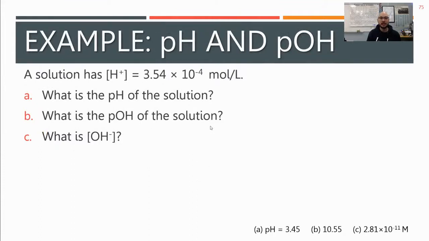A solution has a concentration of 3.54 times 10 to the negative 4 moles per liter. What is the pH? What is the pOH? And what is the OH minus? The answer is on the bottom of the slide. If you want to pause it and try it yourself, you're more than welcome to. But here's how we're going to do it.